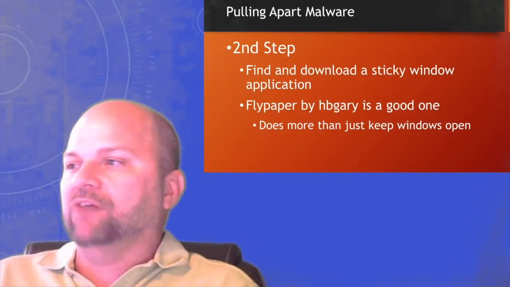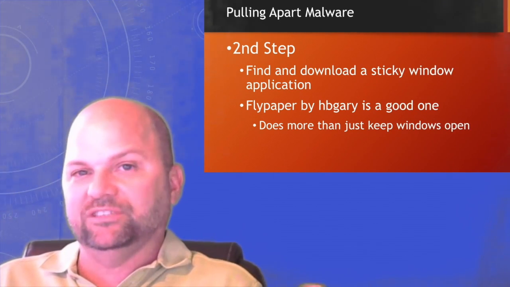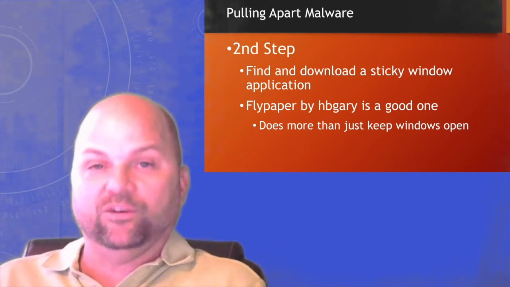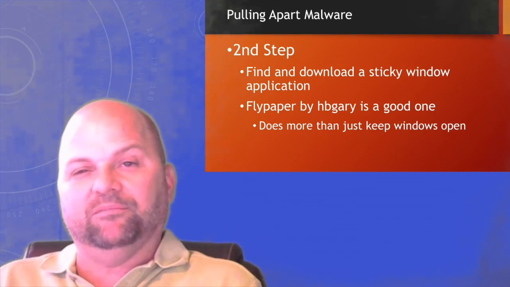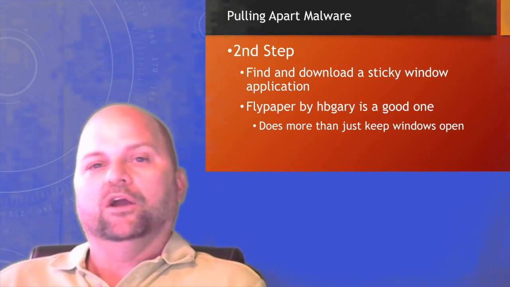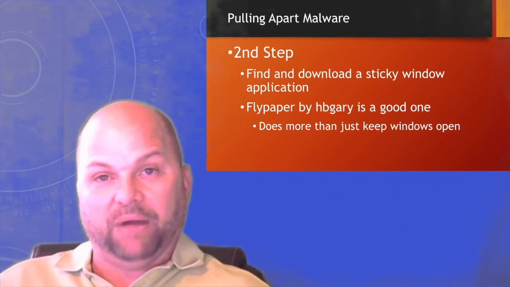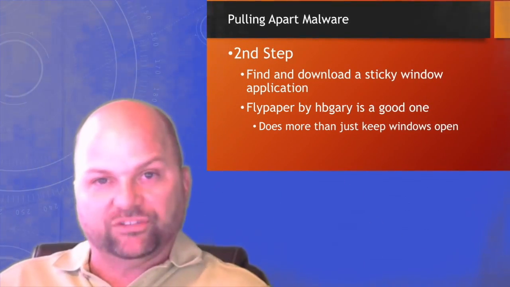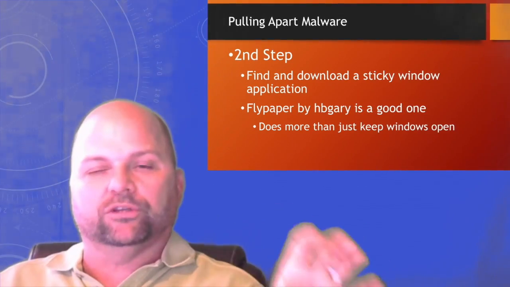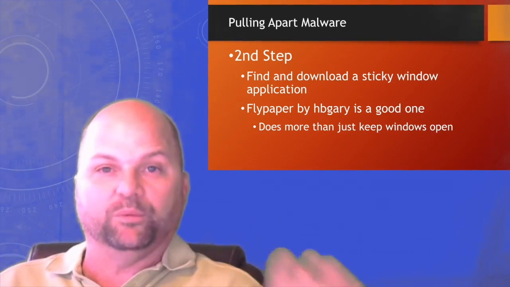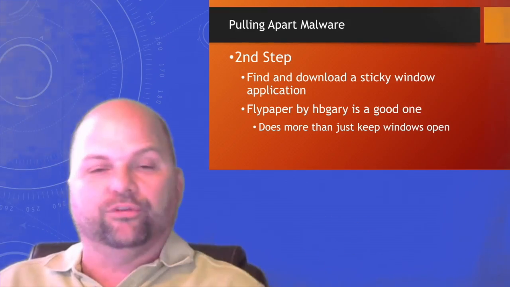Second step. Find and download a sticky window application. And what I mean by a sticky window application is something that prevents command windows from closing. One of the first things that processes and programs do, particularly malware, will open command windows, call other binaries, and attempt to run them, and then close that window. And you have no idea what it was doing. So in order to track those steps, we want to make sure those command windows don't close when we run the malware. We want to see what those are doing and be able to look through them and investigate them.